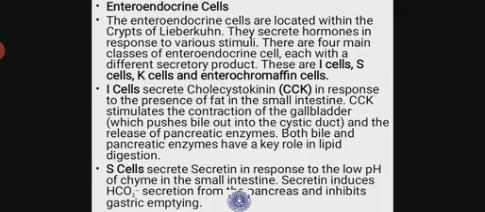Coming to enteroendocrine cells, they are located within the crypts of Lieberkühn, and they secrete hormones in response to various stimuli. There are four main classes of enteroendocrine cells, each with a different secretory product, and these are as follows: I cells, S cells, K cells, and enterochromaffin cells. I cells secrete cholecystokinin, popularly abbreviated as CCK, in response to the presence of fat in the small intestine.